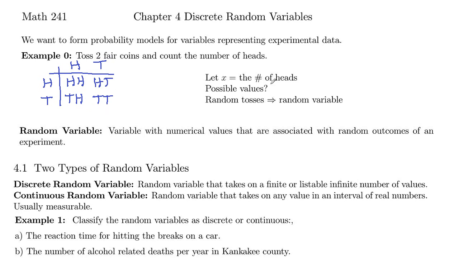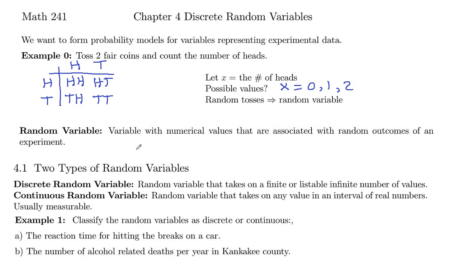If X is the number of heads, that actually represents a random variable. It's because we have random tosses that we get a random variable, because this is an experiment that's determined by randomness. X is going to be the number of heads. Our possible values for X would be 0, that's if you get two tails, or you could get one head in these two outcomes, or two heads there. So 0, 1, 2.